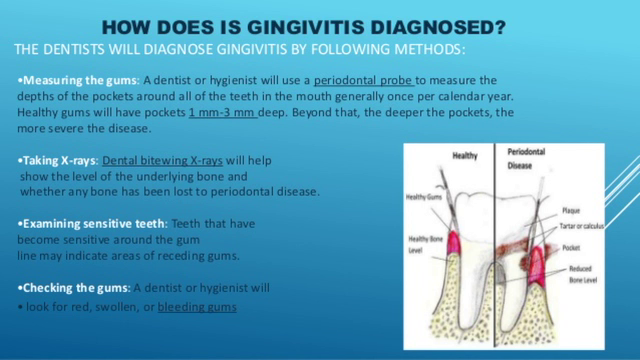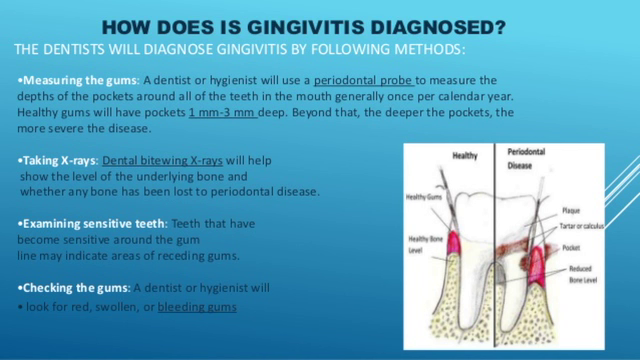Now how will you diagnose it as a dentist? You can diagnose it first of all by taking an X-ray because that shows the level of the underlying bone, whether there is any bone loss that is related to periodontal disease. There can be vertical bone loss or horizontal bone loss. By examination, teeth that have become more sensitive around the gum line may indicate receding gums.